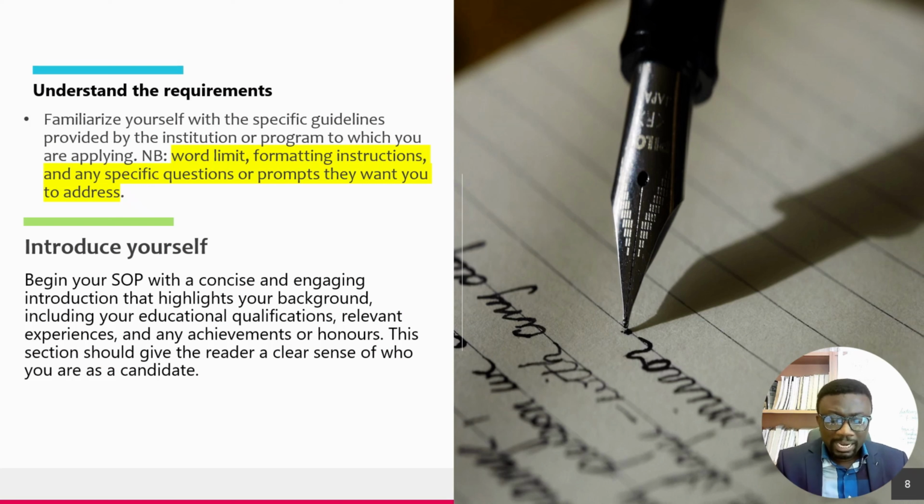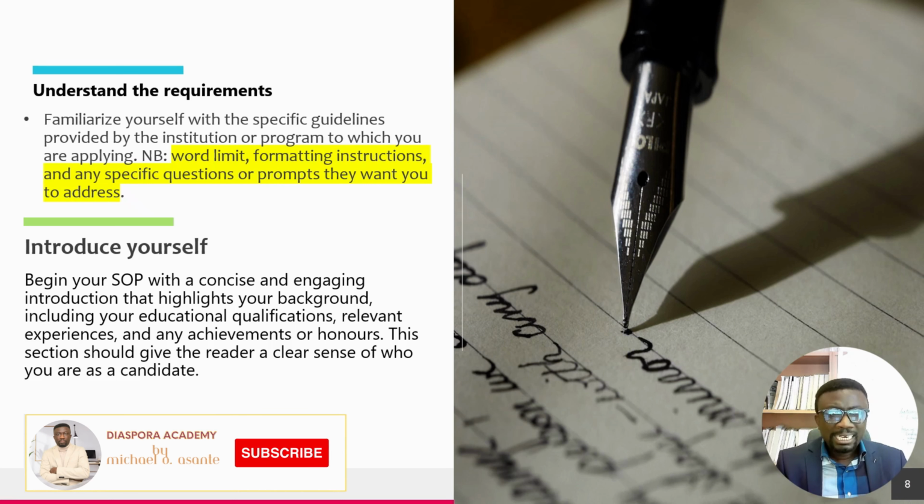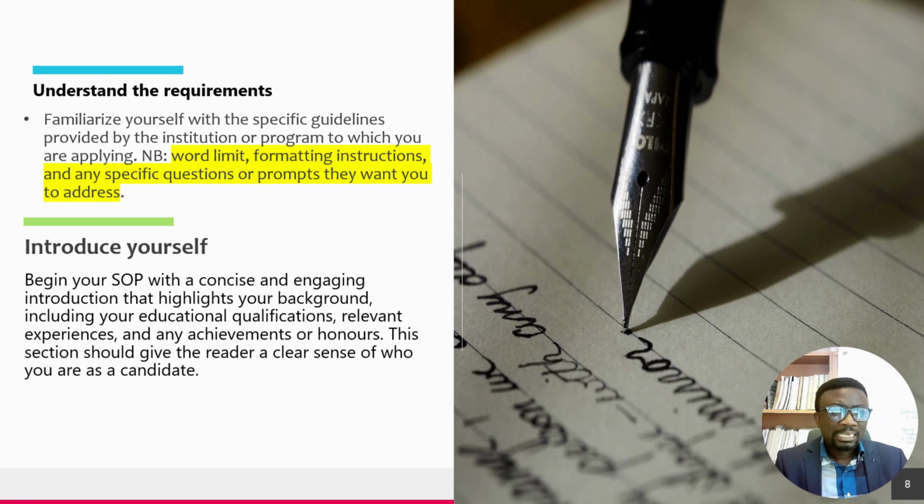Whenever you are applying for admission, read about the department, read about the program, read about the university, read about the faculty. Familiarize yourself with the specific guidelines provided by the institution or the program to which you are applying. This is very important, especially when it comes to word limit, formatting instructions, and any specific questions or prompts that they want you to address.